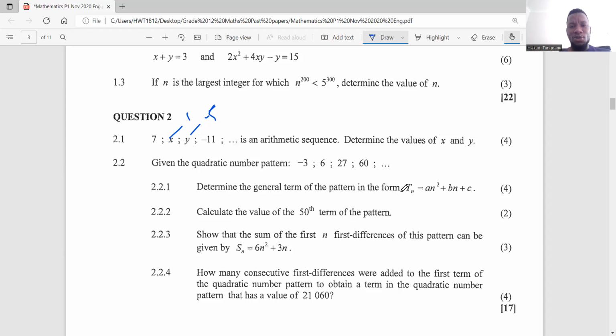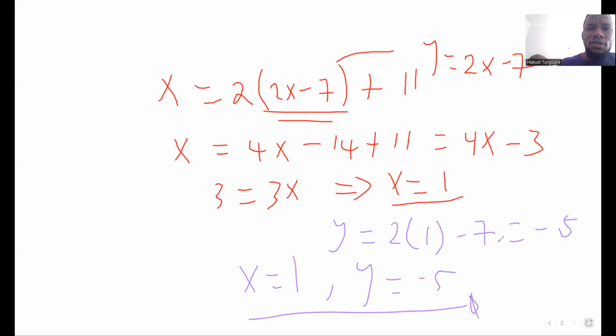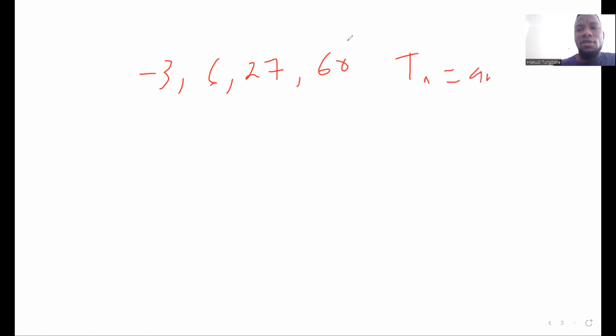Here they say determine the general term in the form of this. So we need to determine the Tn formula for a quadratic. For us to do that, let's write this down on our board. What's our sequence? Our sequence is minus 3, 6, 27, and then 60, right? So the question wants us to determine the Tn formula.